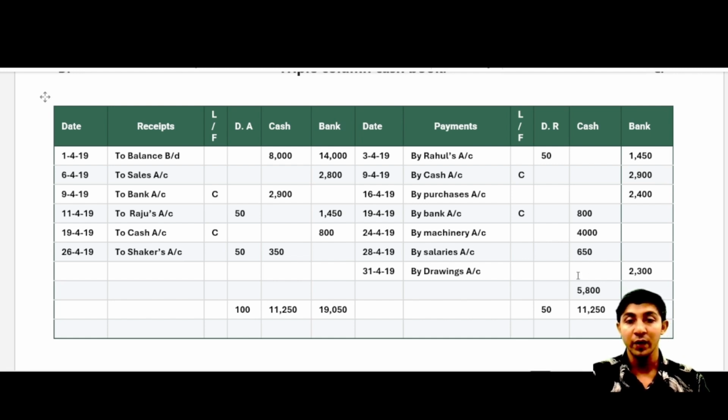Done. Now what we have to do? We have to subtract all these amounts from this 19,050. 19,050 minus 1,450, minus 2,900, minus 2,400, minus 2,300. So the answer will be 10,000. This is the balance of the bank column, 10,000.